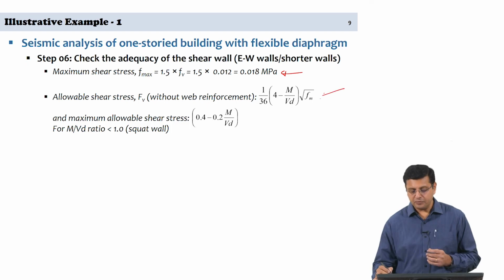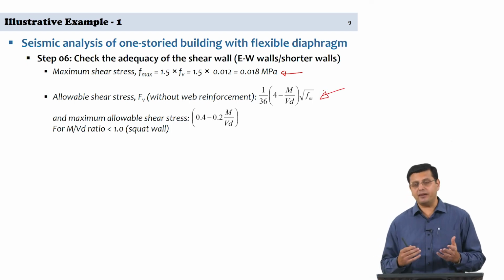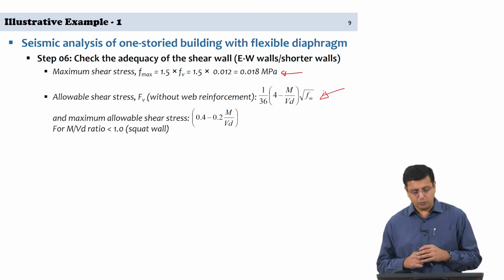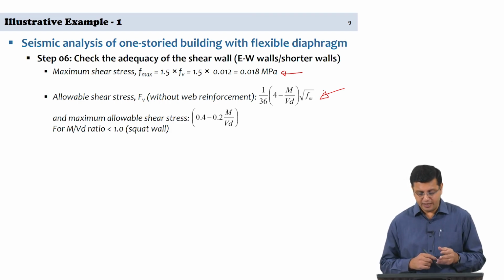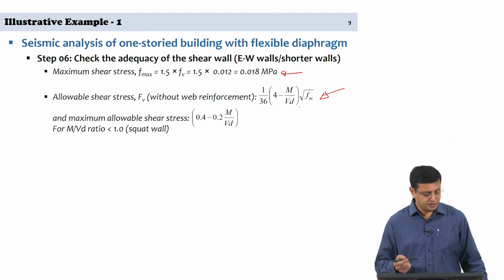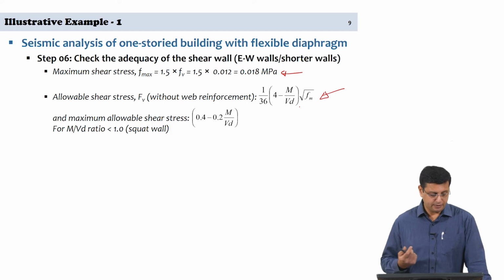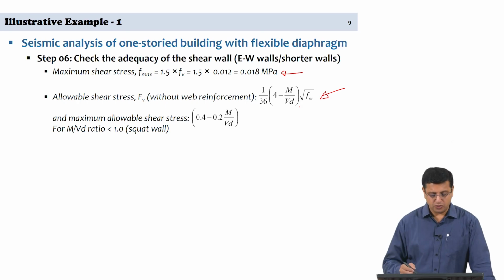If you remember the prescriptions based on the M by VD ratio, aspect ratio of the wall, we can estimate what the allowable shear stress Fv is. It is a function of the moment to shear ratio and the compressive strength of the masonry. So, the allowable shear stress is estimated.